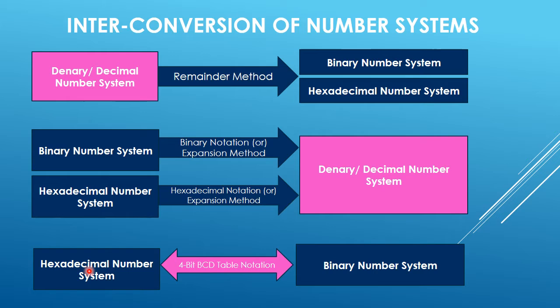Lastly, when you are given a hexadecimal number and you have to convert it into an equivalent binary number, or a binary number is given and you have to convert it into an equivalent hexadecimal number, you will use the 4-bit BCD table or 4-bit binary notation. That is table 1.2 in your book. So this is the interconversion number system chart that may help in converting a number from one number system to another.